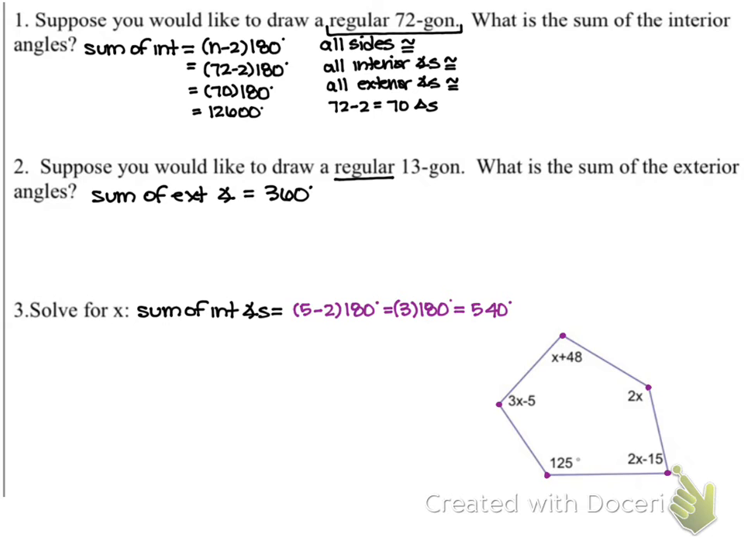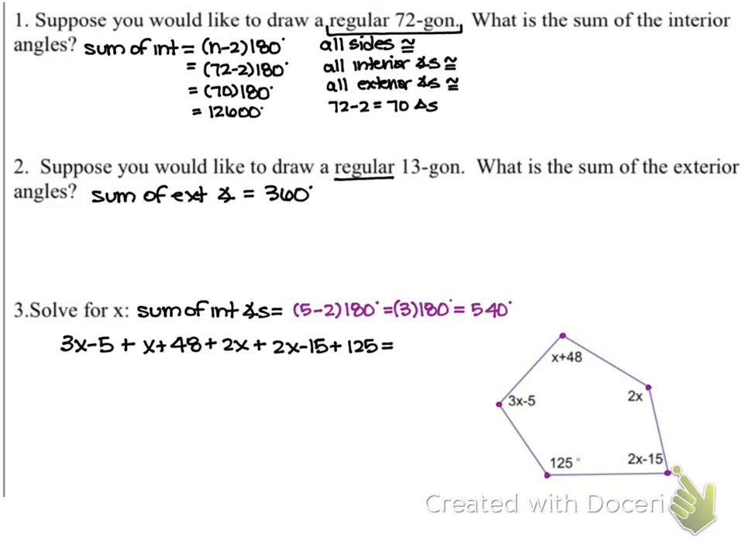Okay, well, let's do that. We're actually going to write an equation here. I'm going to start at one of the corners, the 3x minus 5, and I'm just going to go around. So plus, that takes care of the 3x minus 5. Let's go up to the next one, x plus 48. Plus, the next one, 2x. Plus, the next one, 2x minus 15. Notice I'm just working my way around the inside of this polygon. Plus 125.